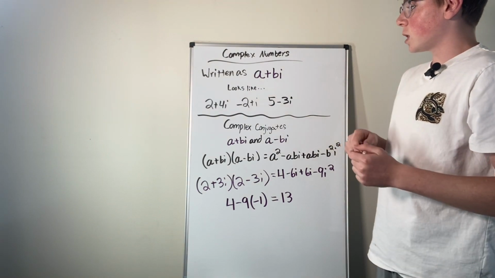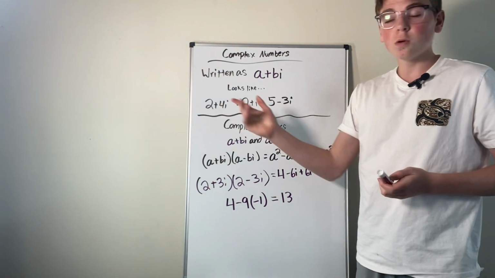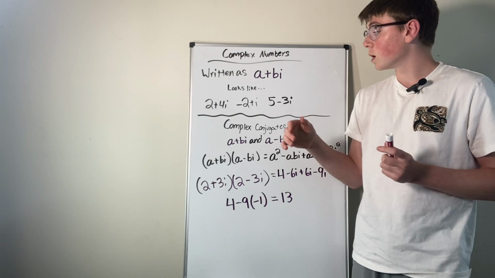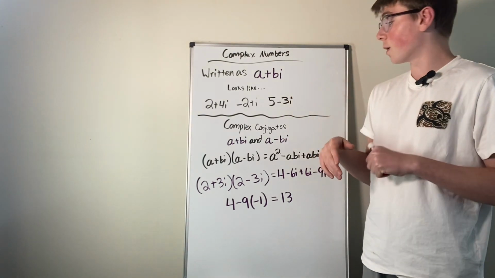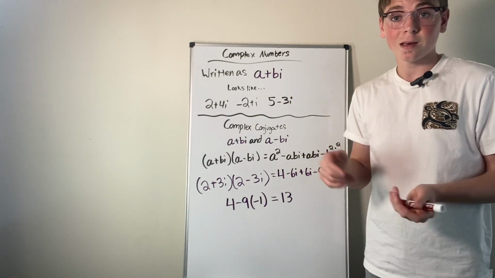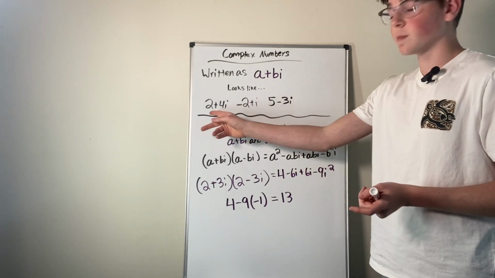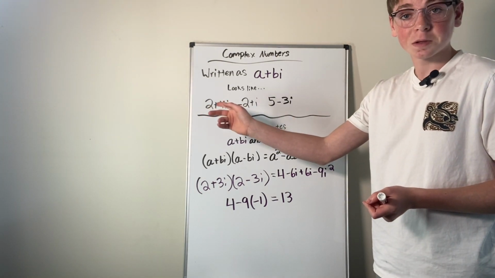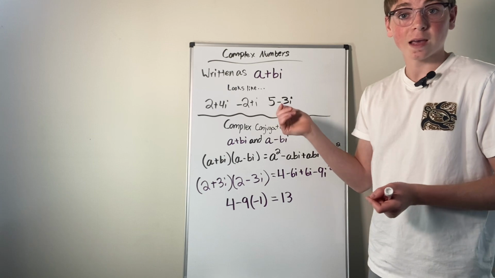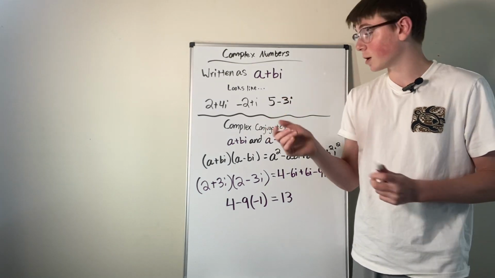So what does it look like? Well, they'd look like 2 plus 4i, or negative 2 plus i, or 5 minus 3i. Doesn't really matter. It's just a real number followed by a plus or minus, then followed by an imaginary number.